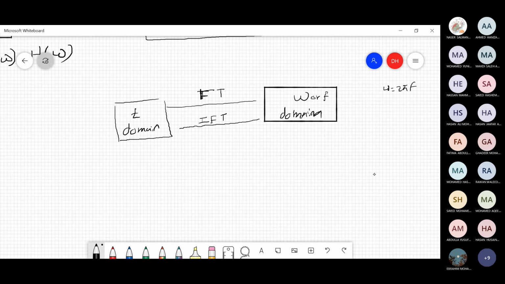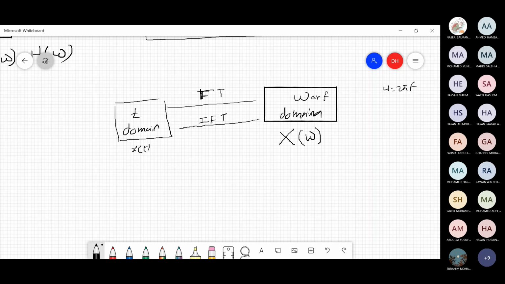So here we use x of t, x small, t small. Here we use X capital, omega. This is how we differentiate between the two. So X capital or Y capital or whatever capital, we use it for frequency domain, and the small one we use it for time domain.